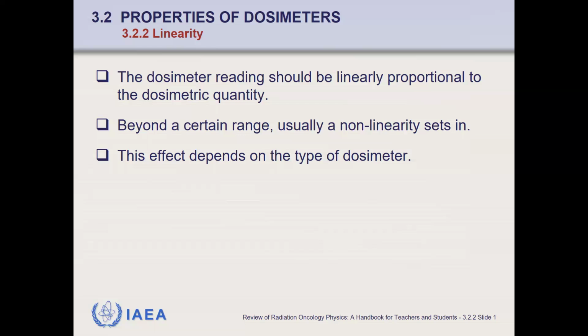Beyond this certain range, usually a nonlinearity sets in. This effect depends on the type of dosimeter. So the dosimeters differ in linearity property. Each dosimeter has its own specific characteristics and properties, and the linearity range.